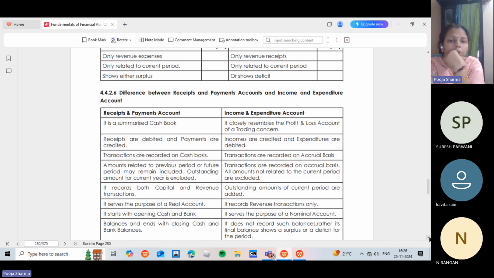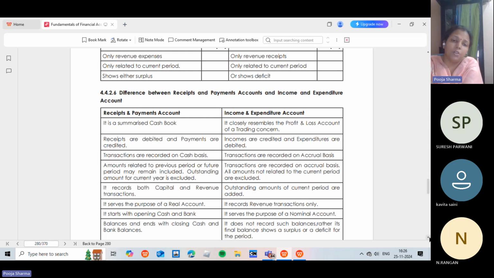In the receipt and payment account, receipts are debited and payments are credited. In the income and expenditure account, income means items of revenue nature relating to the current year period, and income is credited while expenditure is debited. Receipt and payment is on a cash basis; here it is accrual basis. Accrual includes outstanding and receivable amounts that we have not yet received, and amounts referring to the previous year or future.